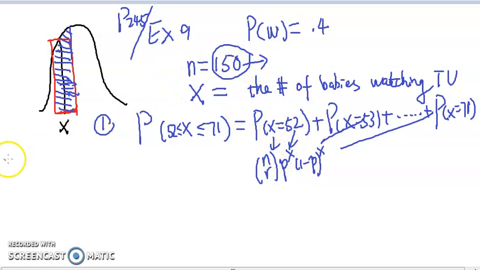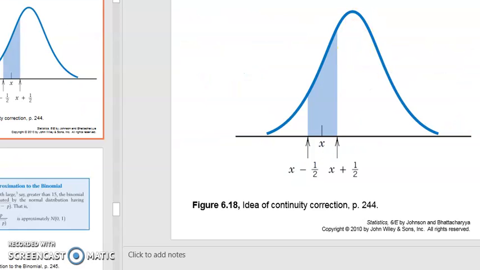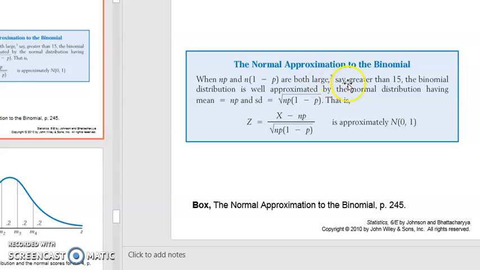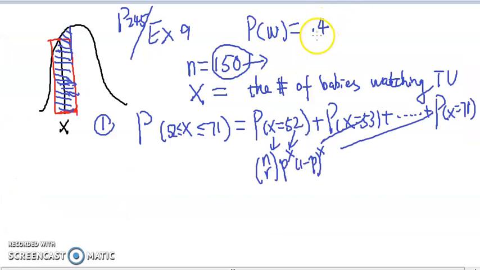So using what we just discussed previously, this theorem says that if the sample size is large, and 150 is definitely large, and the probability p is not too close to 0 or 1, it's 40%, somewhere in the middle between 0 and 1, then we can approximate this. Instead of using rectangular bars, we can choose a bell-shaped graph to treat it as a normal distribution.